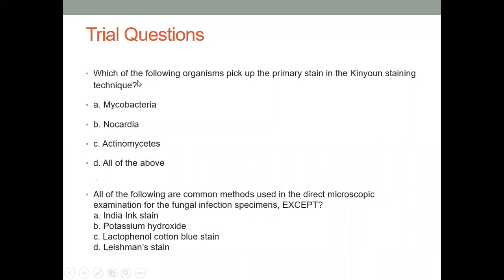So the question is, which of the following organisms pick up the primary stain in the Kinyoun staining technique? Those of you who can see the screen, which of the answers do you take? Mycobacterium, Nocardia, Actinomyces, all of the above. I said C. C for cat, Actinomyces. Okay. So who else has a different answer? Who else has a different answer, please?